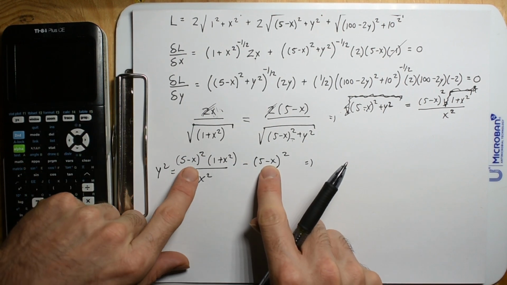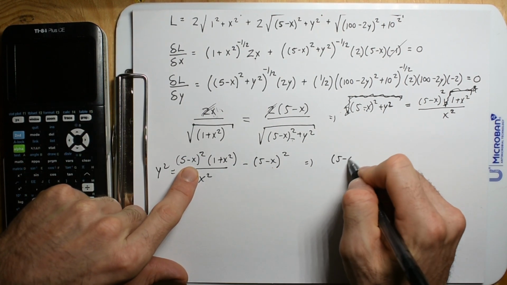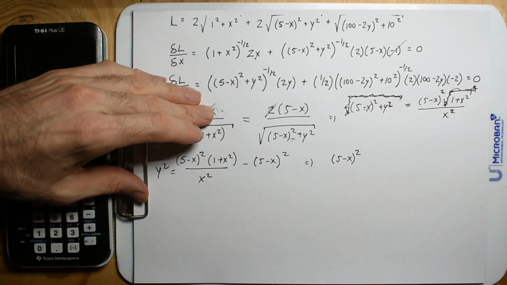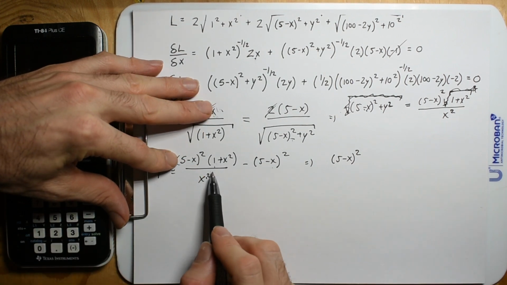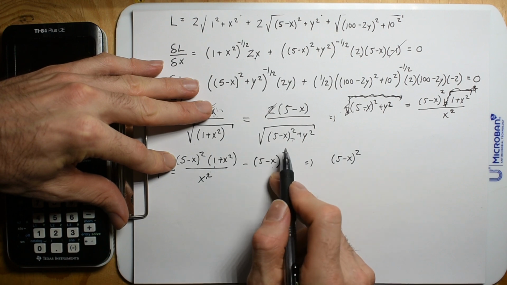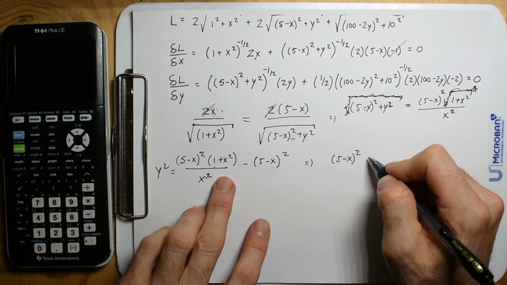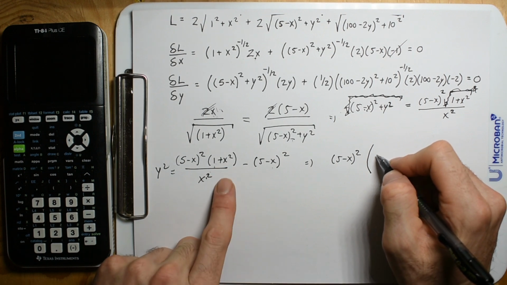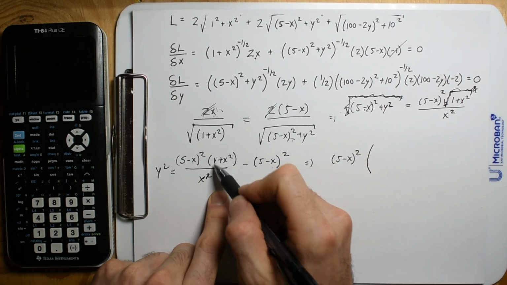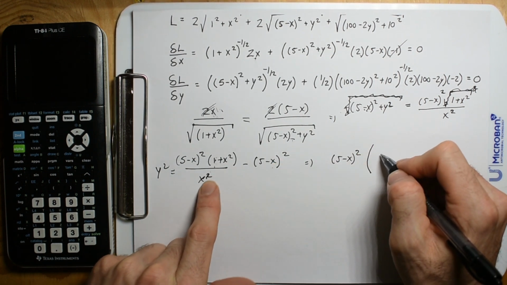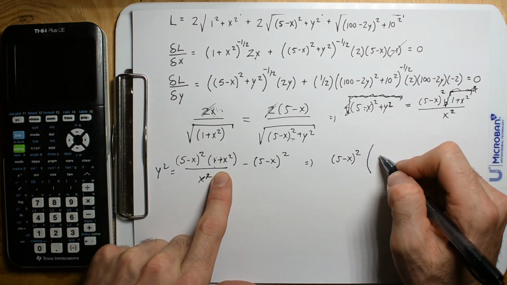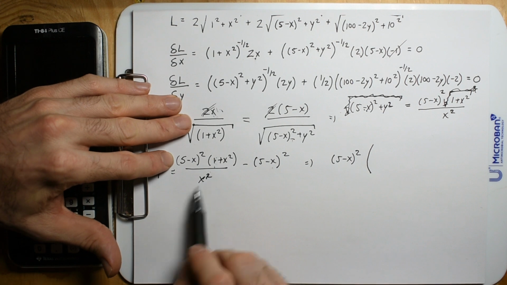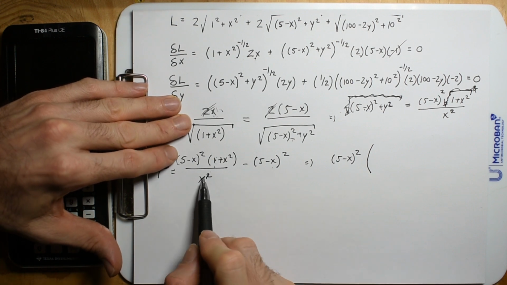But we can factor out this (5 minus x) squared. And then this term is the only term that has the x squared. This doesn't. So now what we're going to have is this. When we factor this out, we're going to have, and I might as well just factor this in right now. Let's see, what do I do to this?